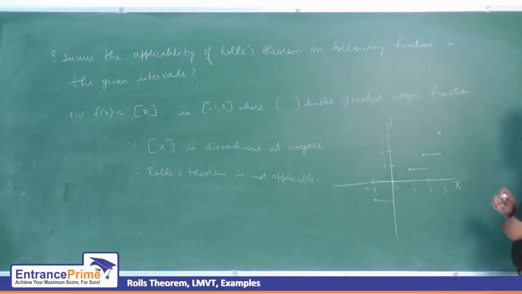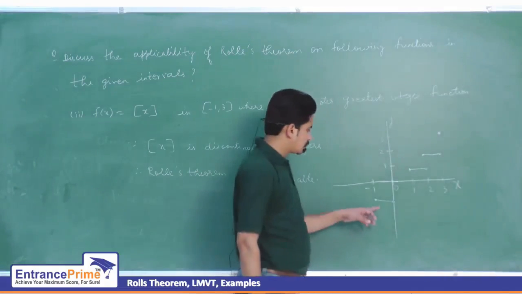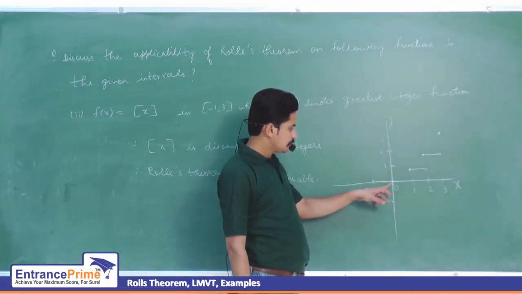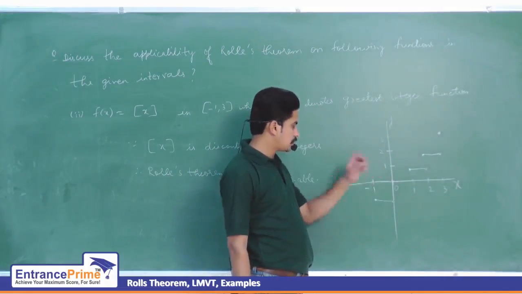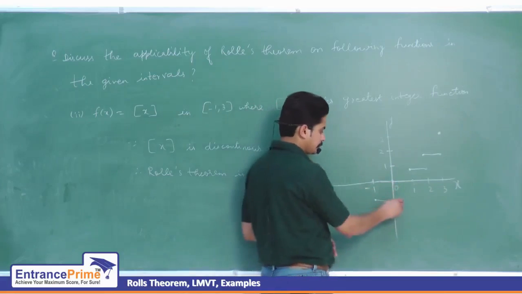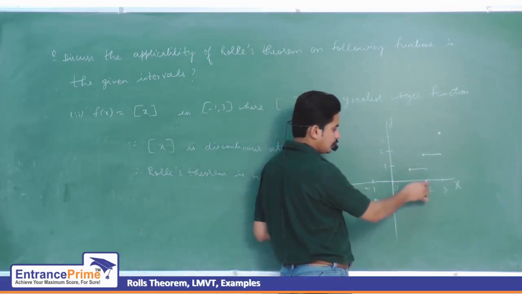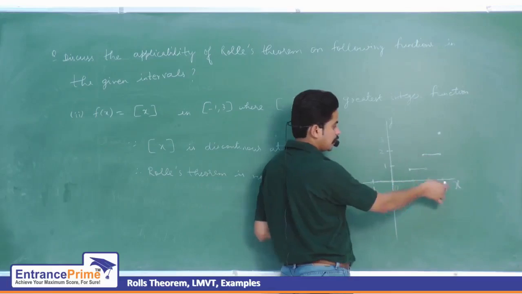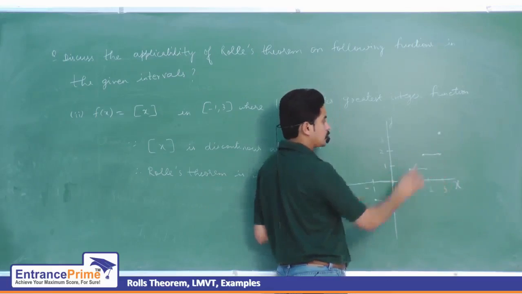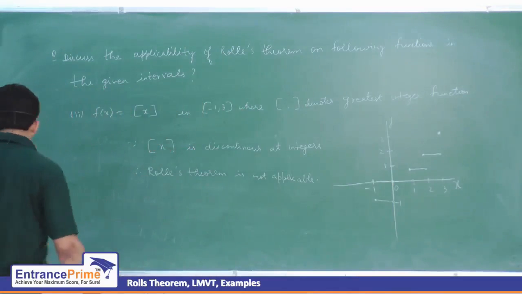So clearly we can see that the function is discontinuous at x equal to 0. RHL is 0 while LHL is -1. At x equal to 1, LHL is 0, RHL is 1. At x equal to 2, LHL is 1, RHL is 2, and at 3 also it is discontinuous because f(3) is 3 while the left hand limit at 3 is 2. So clearly the function is discontinuous, hence Rolle's theorem is not applicable.